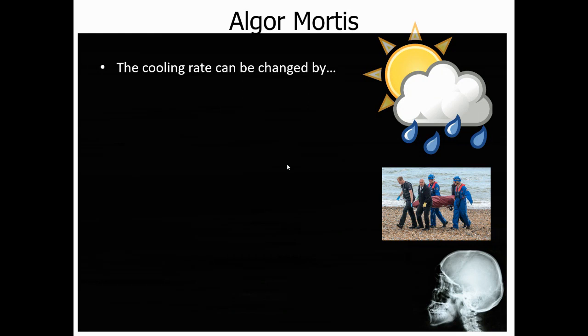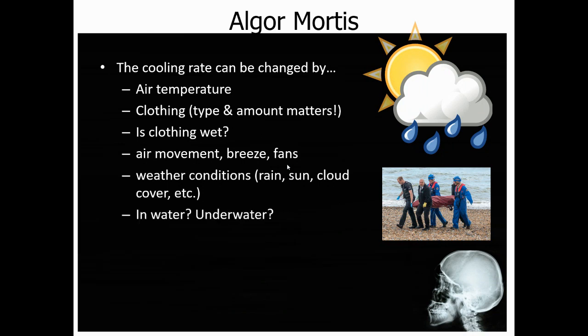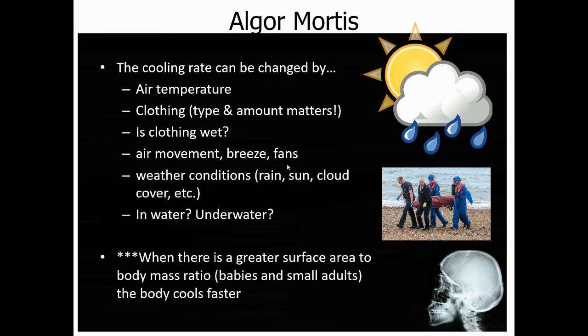This cooling rate, it can be changed by a bunch of different factors. The air temperature can change it, whether it's warm or cool outside. The amount of clothing on the individual can change it. Is the clothing wet or dry? Is there a lot of air movement, or is it in a room where there are a whole bunch of fans or an air conditioner? What are the weather conditions outside, sunny, cloudy, etc.? Was the body found in water, totally underwater? And then babies and small adults, they cool off faster due to a different body mass ratio. So there's different calculations for that. You don't really have to worry about it. We'll be worrying about basically standard size adult bodies.